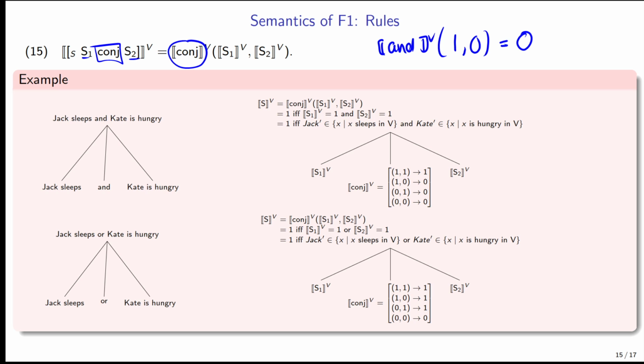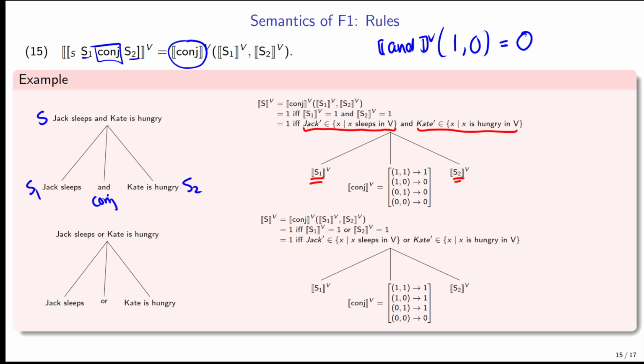So I have 2 examples here. One, I have Jack sleeps and Kate is hungry. So let's call Jack sleeps S1, and as a conjunction, Kate is hungry as an S2. I don't have the meanings of these S1s and S2s written out here. But if we have Jack sleeps, this would mean that Jack is an element of the set of X such that X sleeps in V. Jack is a sleeper. And Kate is hungry. Well, if that's true, then Kate should be in the group of hungry people. So Kate is an element of the set of X such that X is hungry in V.